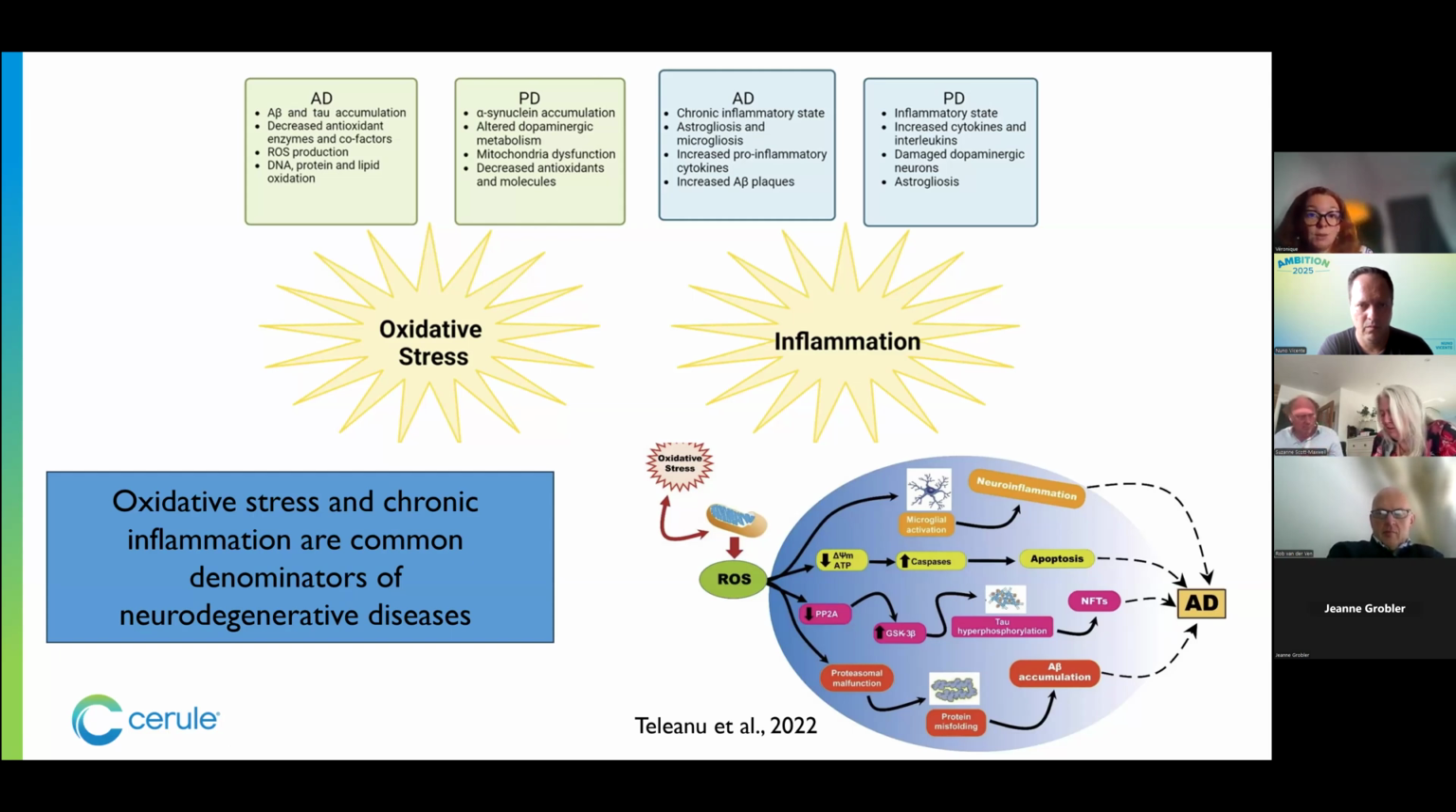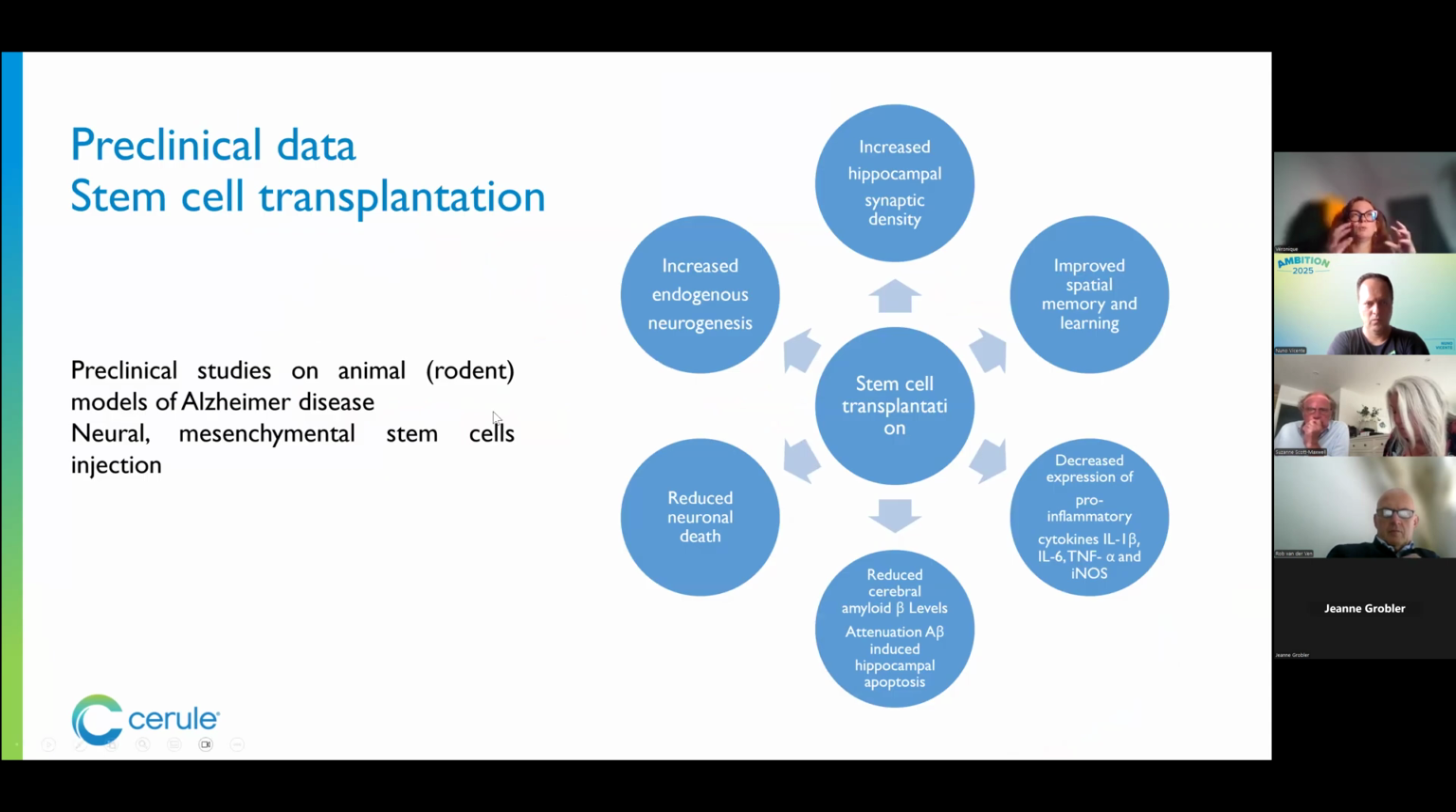We also have inflammation that will contribute to microglia activation, increased pro-inflammatory cytokines, and increased beta amyloid in Alzheimer's disease. And inflammation in Parkinson's disease will also contribute to dopaminergic neuron loss and damage. So we really need to keep in mind these common denominators of both pathologies in the nutritional strategy. Now I will present to you the preclinical and clinical data on stem cell mobilization.